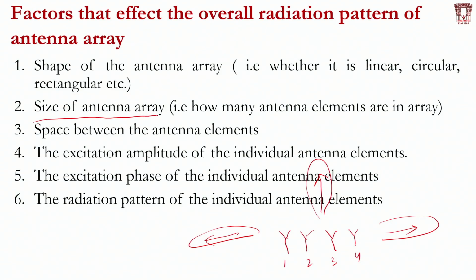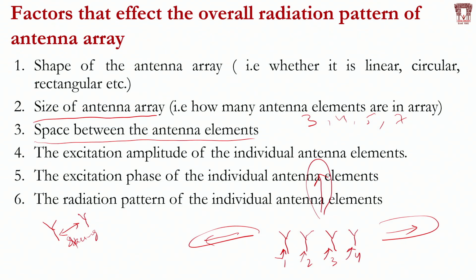Another factor is the size of the antenna array, that is how many elements I am using in the array, whether 3 elements, 4 elements, 5 elements, or 7 elements. Another factor is the spacing between the antenna elements. If this is one antenna element and this is another, what is the spacing between these two? The fourth factor is the excitation amplitude of the individual antenna elements, that is with which amplitude I am going to excite these antennas.